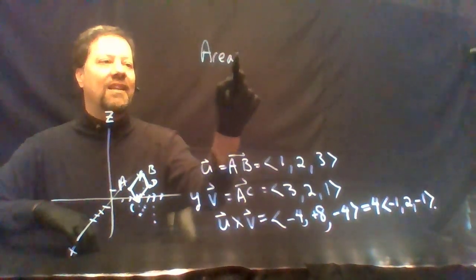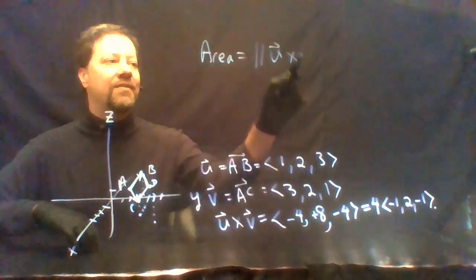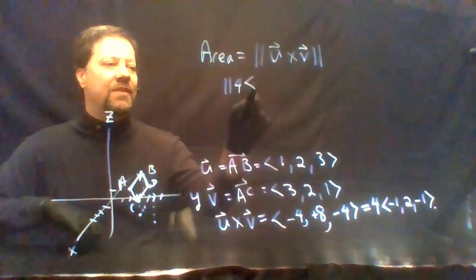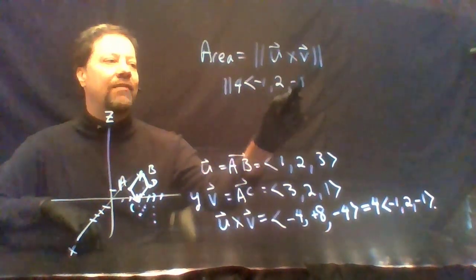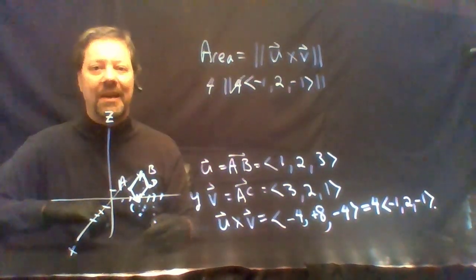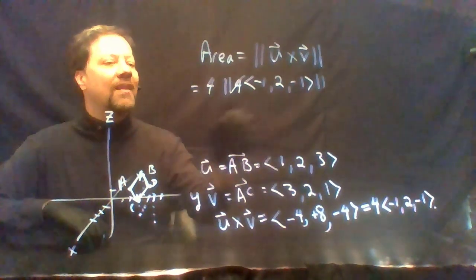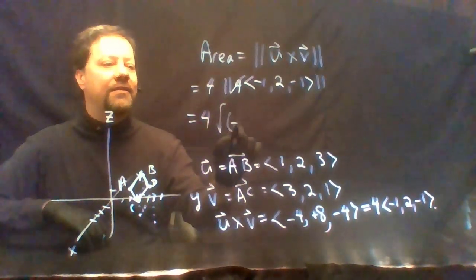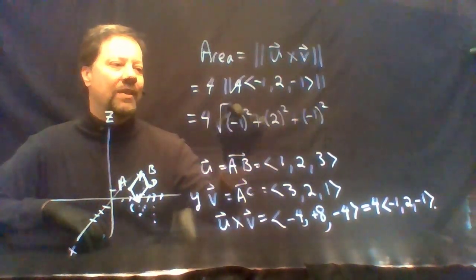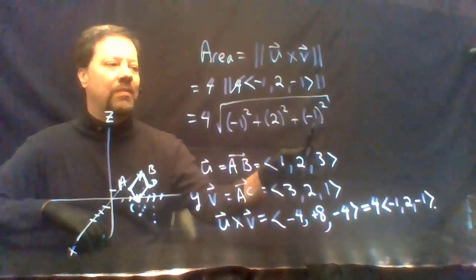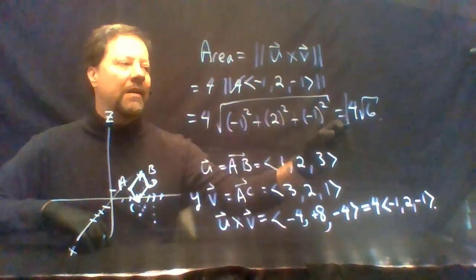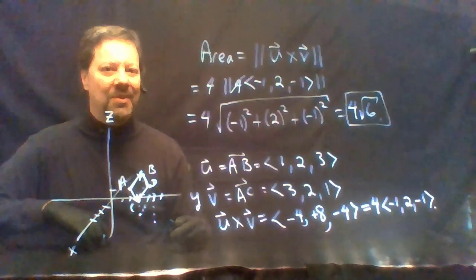The area is then the norm of U cross V. Well, when I take the norm of 4 times the vector (negative 1, 2, negative 1), note that the 4 can come out in absolute value, but it's already positive, so it comes out. What's left is 4 times the square root of negative 1 squared plus 2 squared plus negative 1 squared. That's 1 plus 1 is 2, plus 4 is 6. The area of the parallelogram is 4 times the square root of 6.